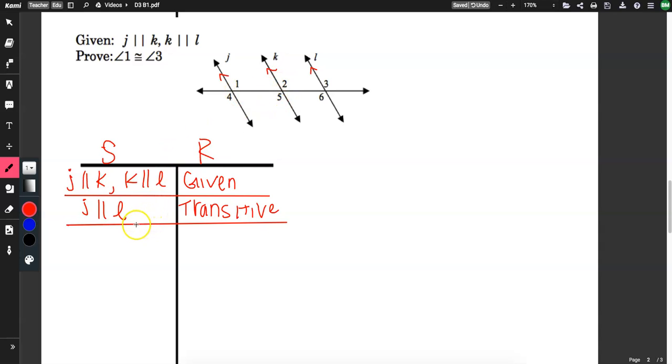Well, just from that transitive property alone, I feel like I'm already ready to say that they're congruent. I don't think there's much more we have to do for this one. So angle 1 is congruent to angle 3. And the reasoning there would be that those are corresponding angles.